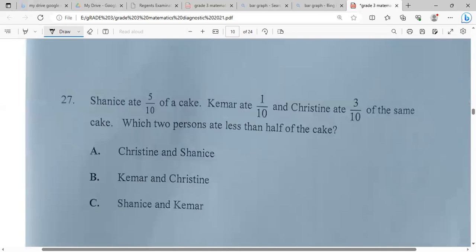27, Shanice ate 5/10 of her cake. Kemar ate 1/10 and Christine ate 3/10 of the same cake. Which two persons ate less than half of the cake? So basically, Shanice ate half of the whole cake. So it should be these two that ate less. So it's Kemar and Christine. So this would be B.